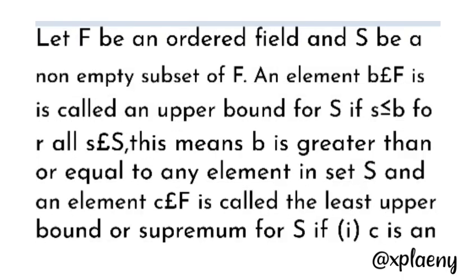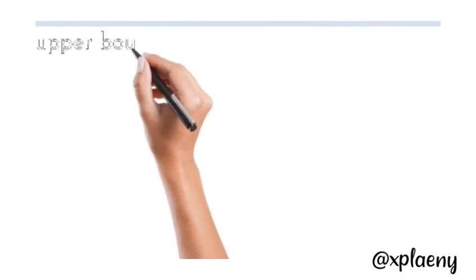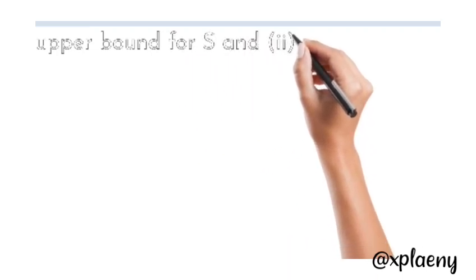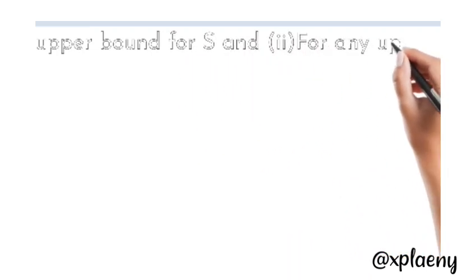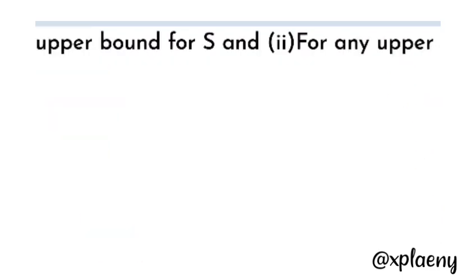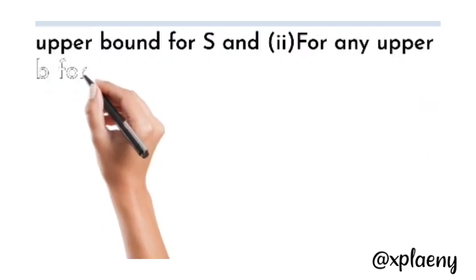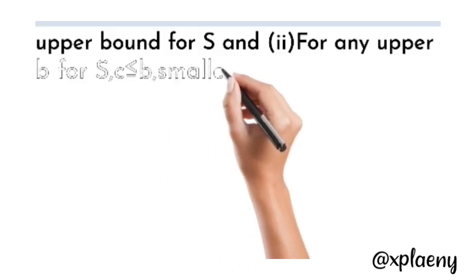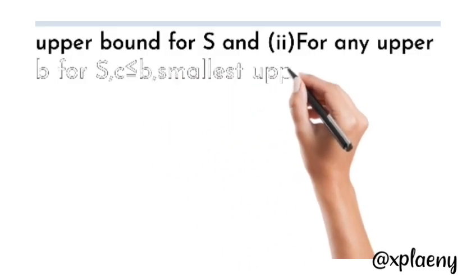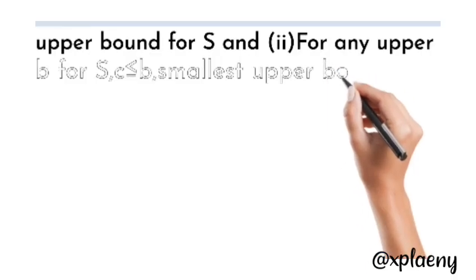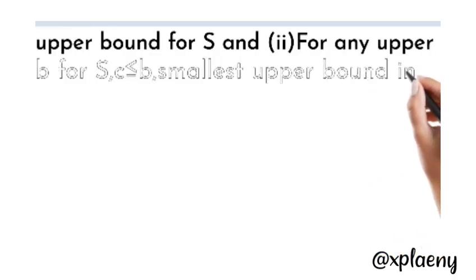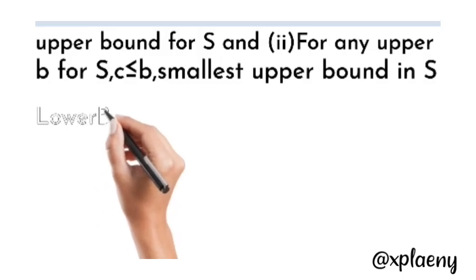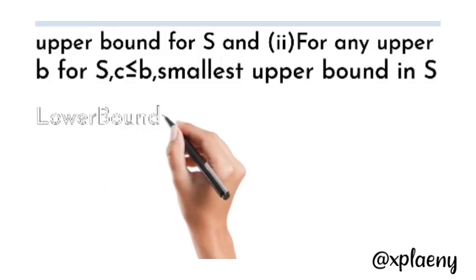Hope you get it. C is an upper bound for S for condition 1, and then for condition 2, for any upper bound B for S, C must be less than or equal to B. This is a situation where C is the least upper bound, so the other upper bounds must be greater than C in that set. So that's why we have C less than or equal to B.